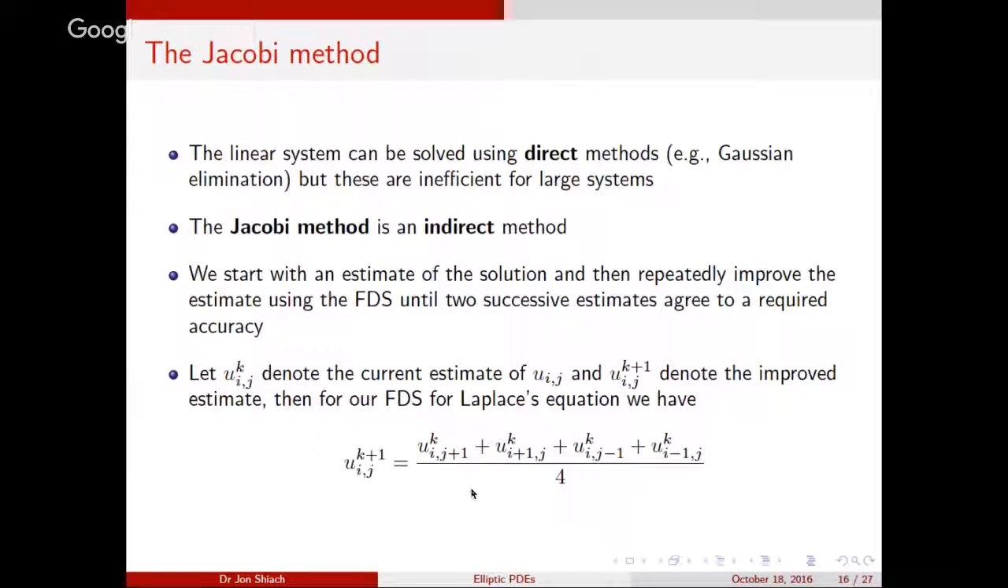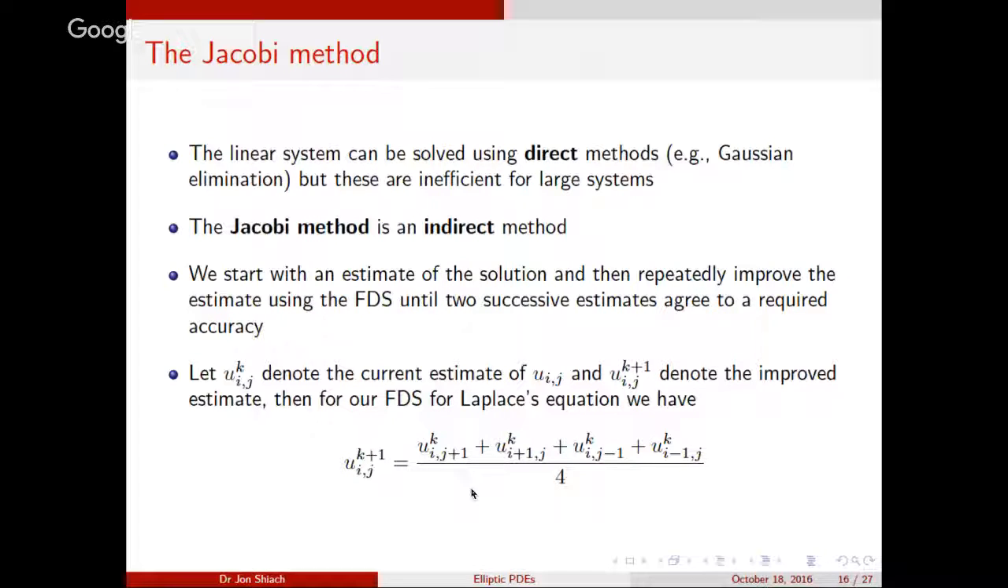So what we do is use a numerical method, and the class of numerical methods we're going to be using is called indirect. Now you've seen direct methods before, such as Gaussian elimination. These are fine, but they're inefficient for large systems. We're going to be using an indirect method, and you may have seen these before: Jacobi last year, Gauss-Seidel.